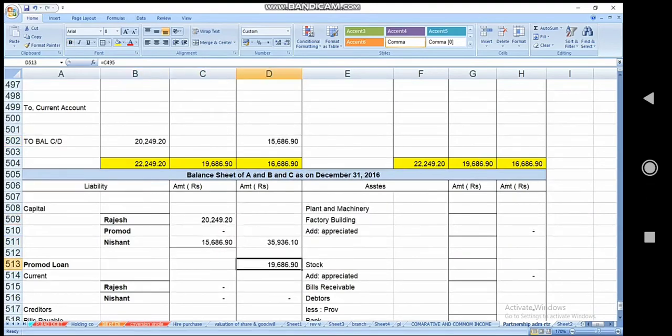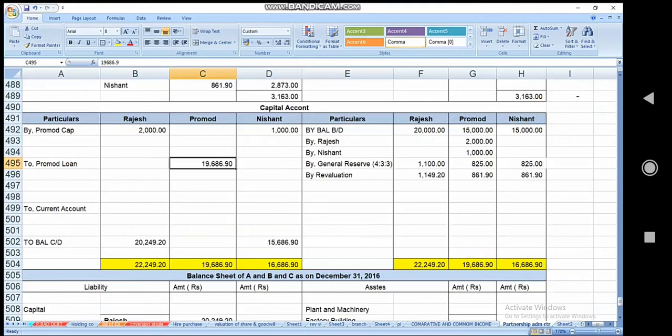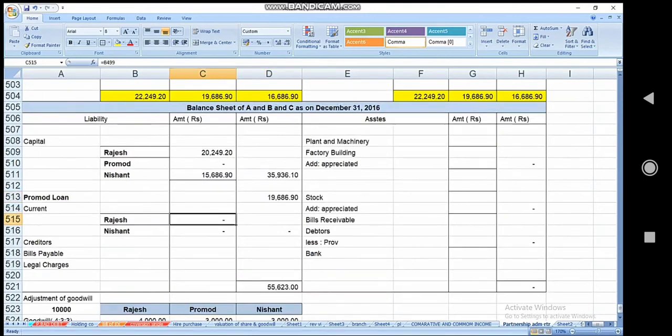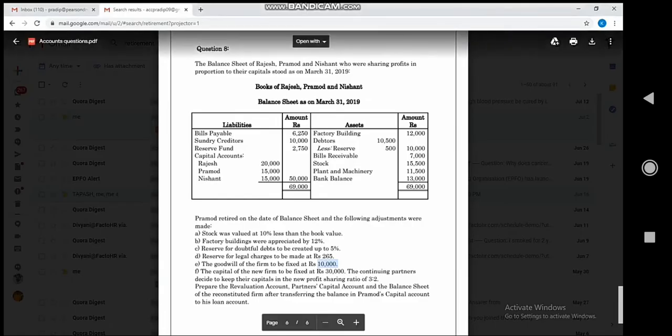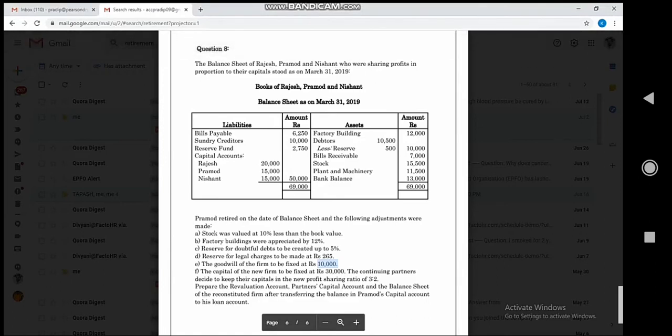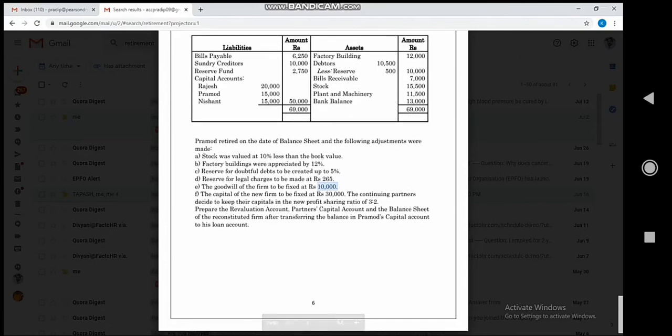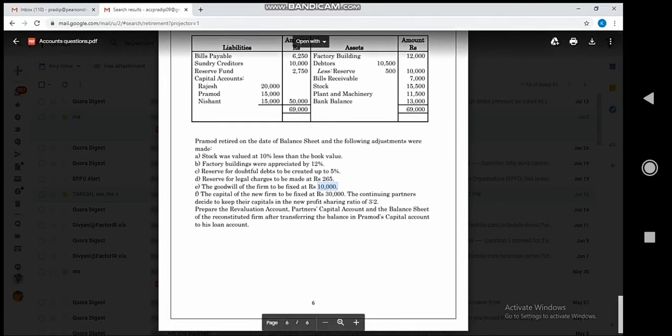So it will automatically transfer, and the promote loan already transferred to balance sheet. But here the capital account is fixed. See, the capital account is fixed at 30,000. So the 30,000 will be shared between the old partners in their new profit sharing ratios.